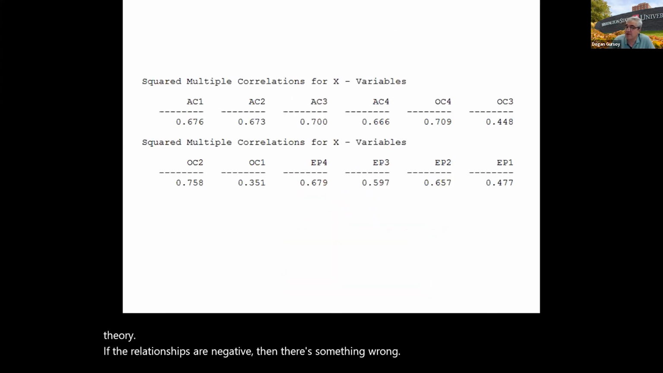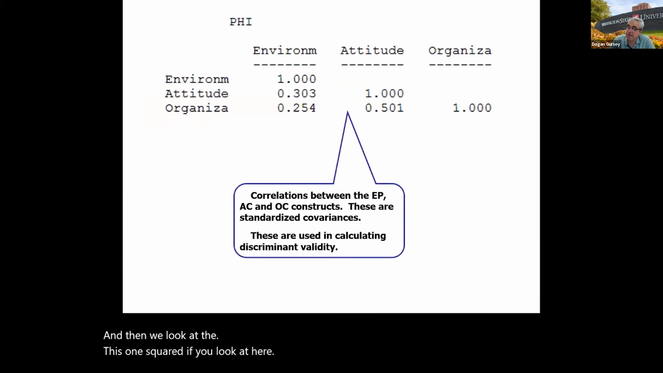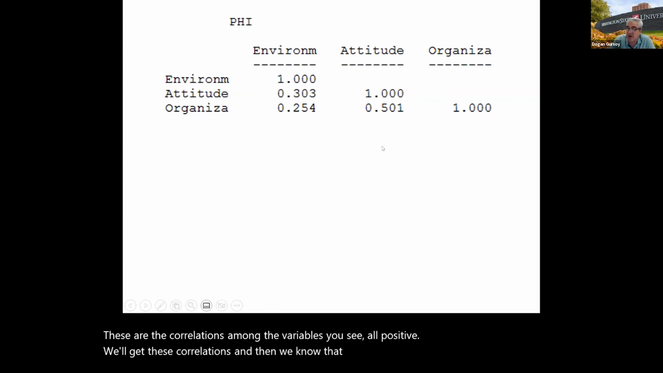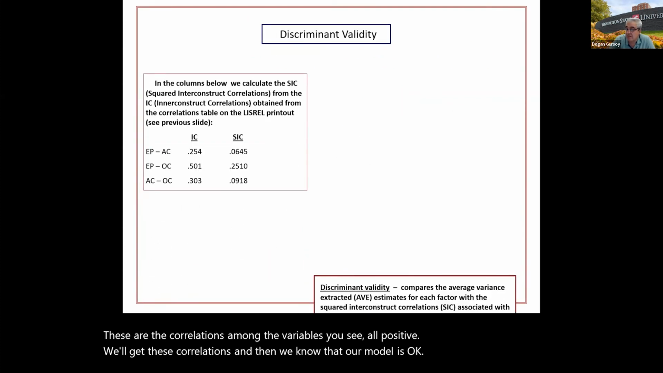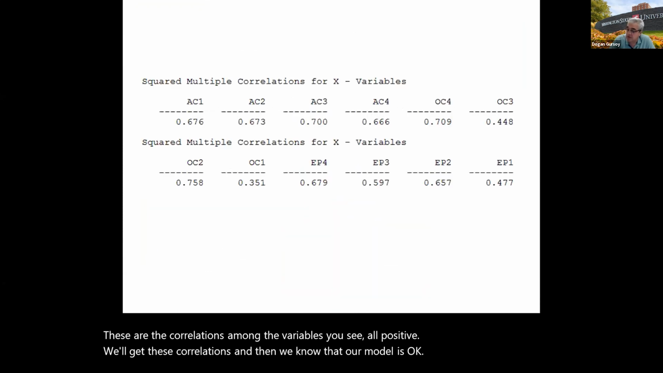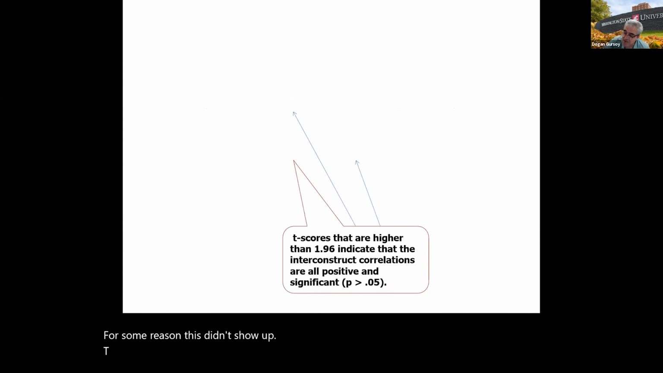And then we look at this table. Here, these are the correlations among the variables. You see all positive. Look at these correlations, and then we know that our model is okay. Apparently, for some reason, this didn't show up. The T-scores are basically the same thing, but the table apparently disappeared.